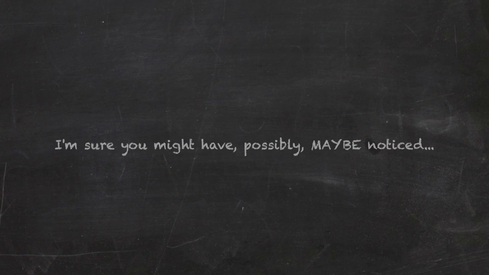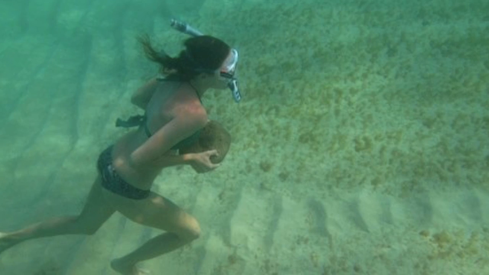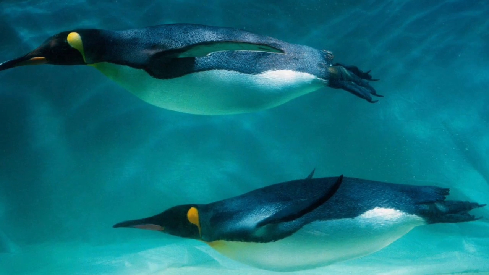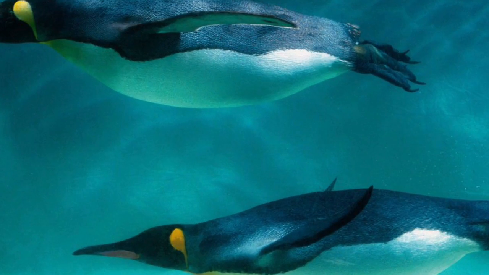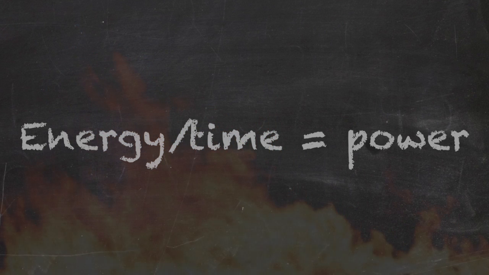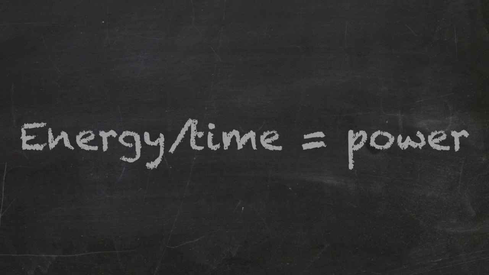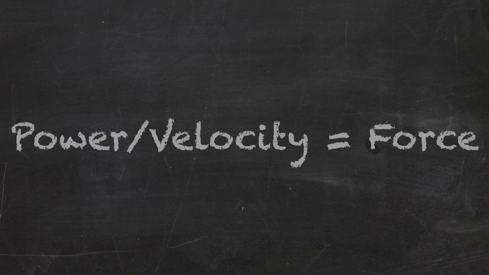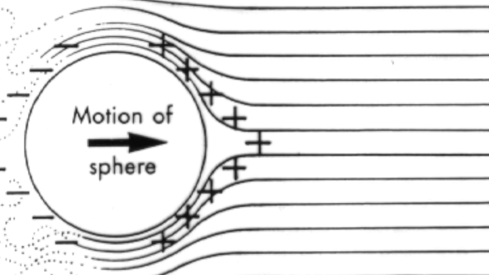I'm sure you might have possibly maybe noticed, but water is just a tiny bit harder to move in than air. Since water has quite a bit of resistance, we need to find out how much exactly. And if we know the heat energy, we can divide it by time to get power. That's pretty understandable. Power is the same as energy divided by time. And as a matter of fact, force is equal to power divided by velocity. So our drag, or resistance force, is found like that.